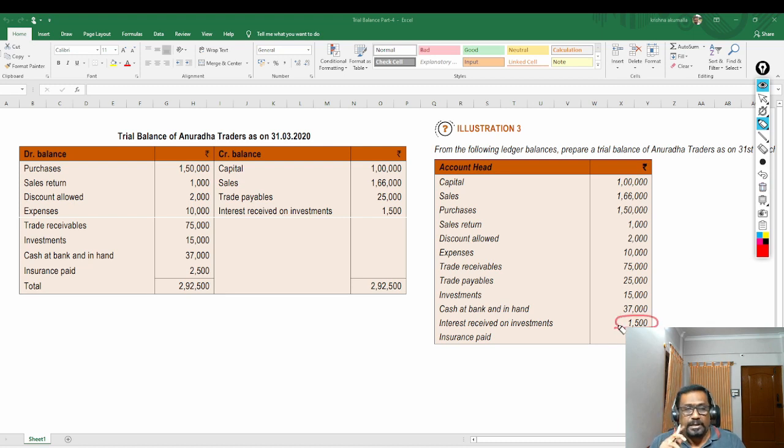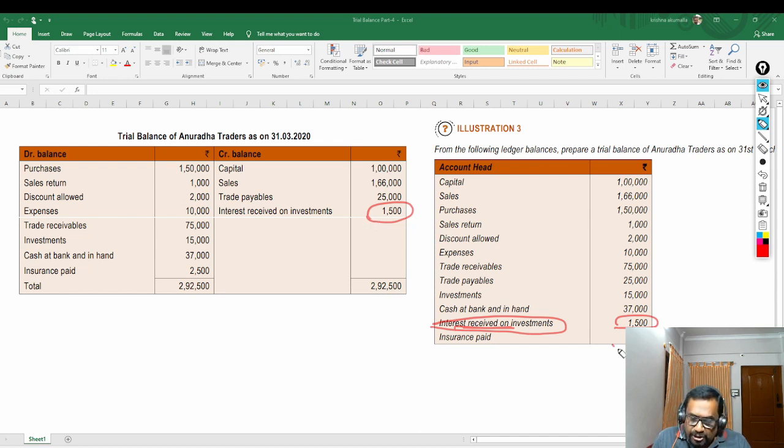Guys, this is also already explained. Anything interest received is an income. Interest receivable is an asset. Here, what did he say? Interest already received. Received is an income. Correct? Receivable is an asset. Here they said very clearly it is received. Received is an income. All incomes and gains are to be credited as per nominal account. So interest received on investments is a credit balance in trial balance. We credited that. Are you clear?